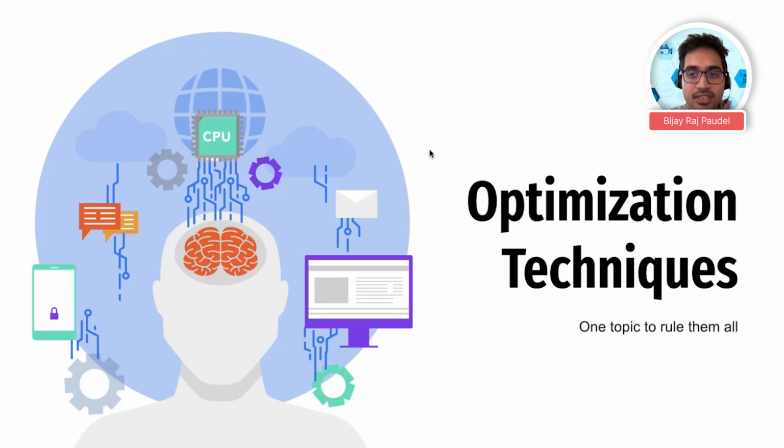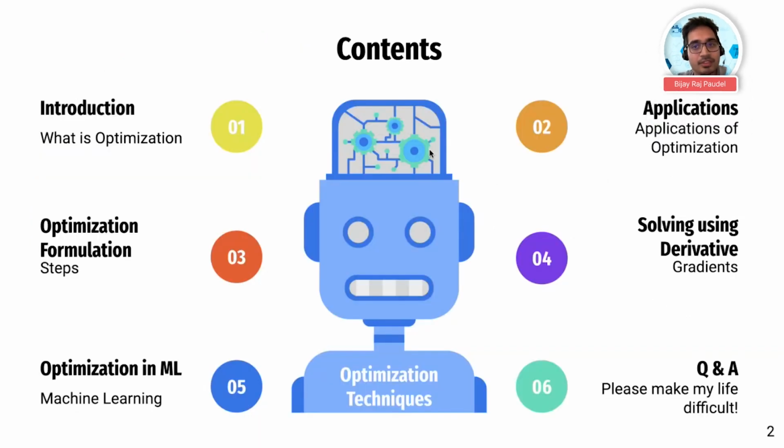So I'm expecting lots of interaction, lots of questions. This might be a confusing topic. So these are the contents. I will talk about the introduction, what is optimization, and applications of optimization, very high level, and talk about formulation, how the optimization problem is formed and how it is solved using one technique that uses the derivative, a fancy calculus term. And finally, I'll talk about optimization in machine learning, and we will spend most of our time in Q&A.